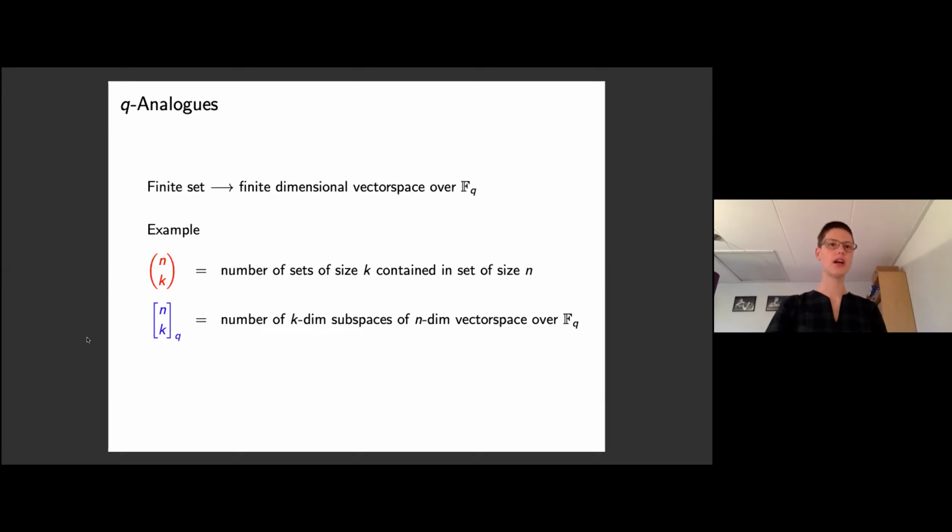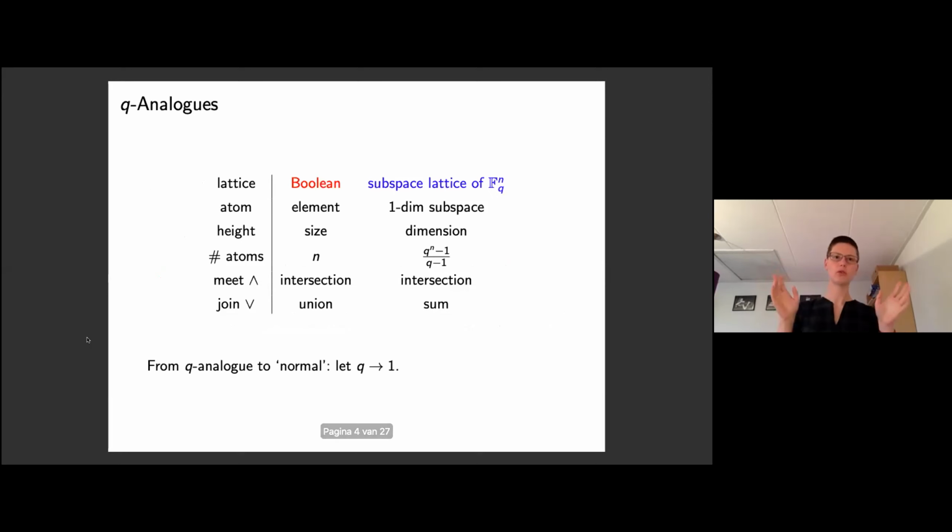A bit more precisely, we can use the following dictionary between the set case and the q-analog. On the left, you see all these terms in terms of the underlying lattice. The underlying lattice for sets is the Boolean lattice. So you take a set and all its subsets and they form a lattice. We call that the Boolean lattice. And for a finite space and all its subspaces, we get a lattice that we simply call the subspace lattice.